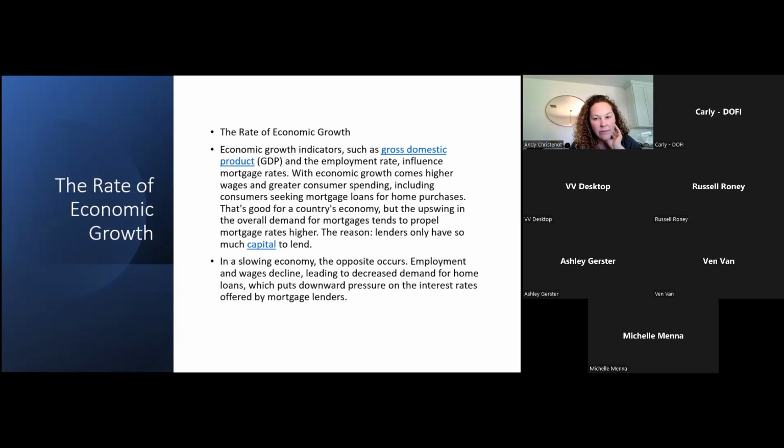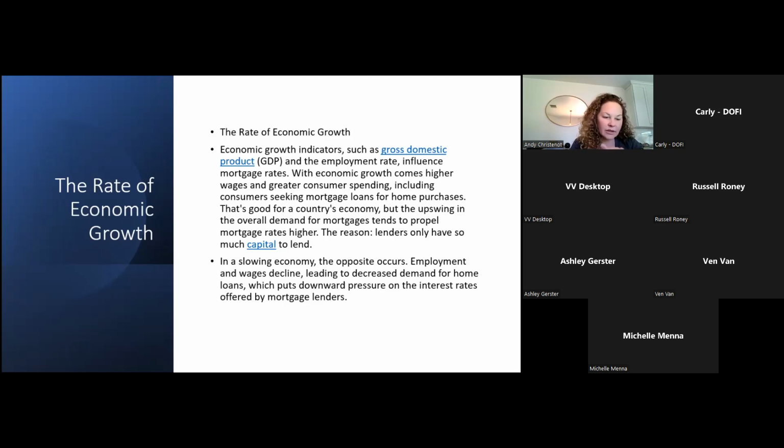In a slowing economy, the opposite occurs. Employment and wages decline, leading to decreased demand for home loans, which puts downward pressure on interest rates offered by mortgage lenders. So we're in a really interesting time right now, and a lot of experts are leaning and alluding to the fact that we're steering into a recession. Instantly everybody thinks, recession, it's doomsday and we're going back to 2007, 2008. And that's not necessarily the case.